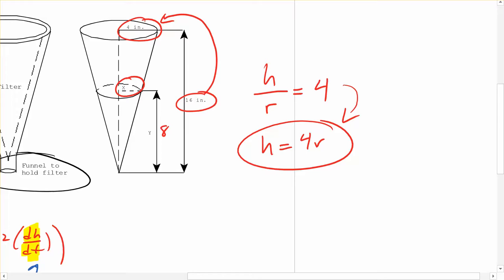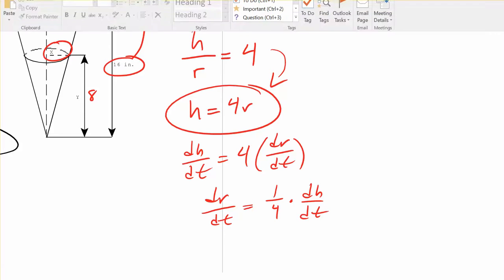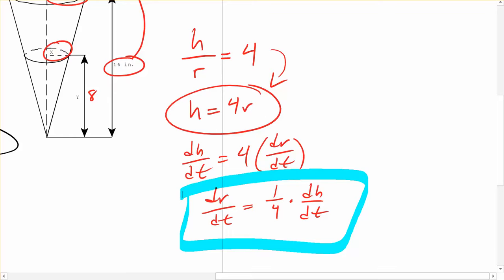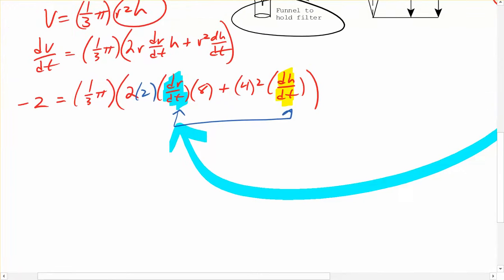If I differentiate both sides with respect to t, what do I get? What's the left side become? dh dt is equal to what? Do you agree with this? So what does dr dt equal? Basic algebra, kids. dh dt divided by 4. So 1/4 of dh dt. So what can we now use? Where can we plug this in? Yeah, over here. So now what do we have?